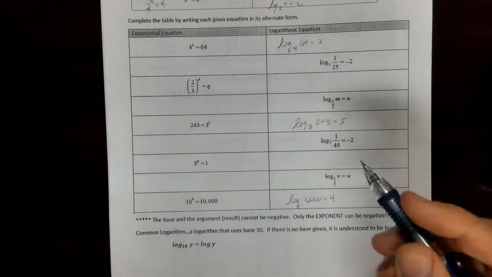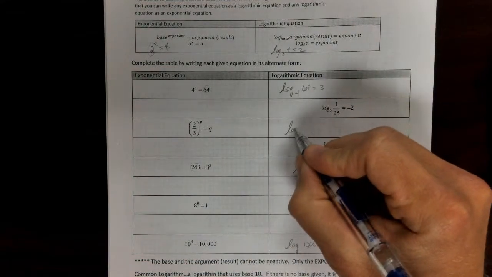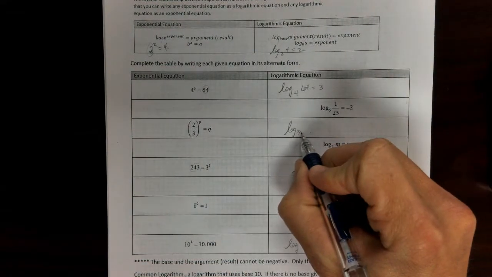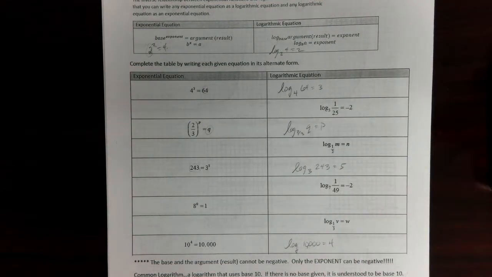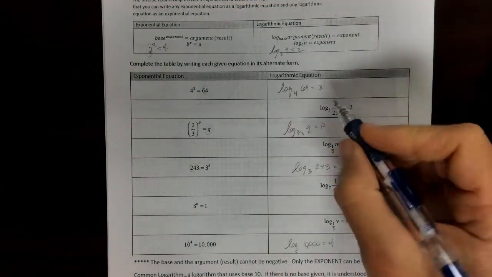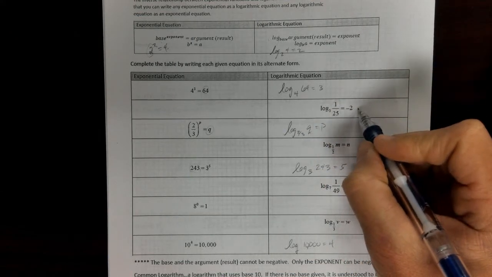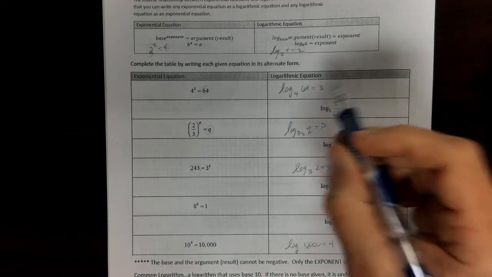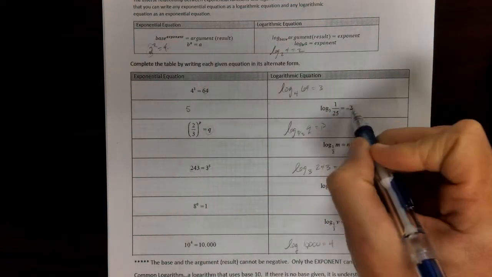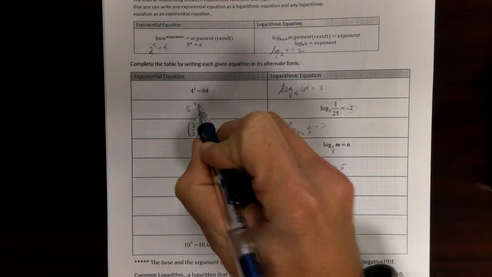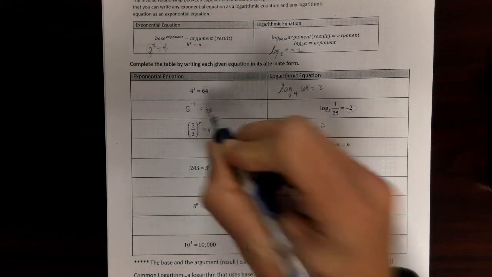Alright, now let's hop back up here if we didn't do this one. So I've got the log base 2/3 of q equals p. Now let's do the opposite, right? So I've got the log base 5 of 1 over 25 equals negative 2. So I'll take the base 5, my exponent of negative 2, 5 raised to the negative 2, and that's equal to my result of 1 over 25.